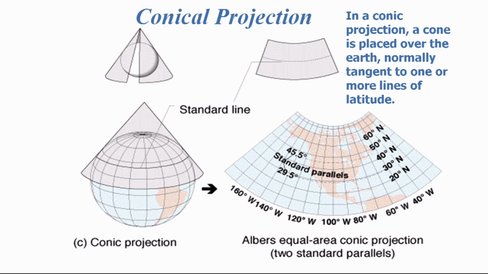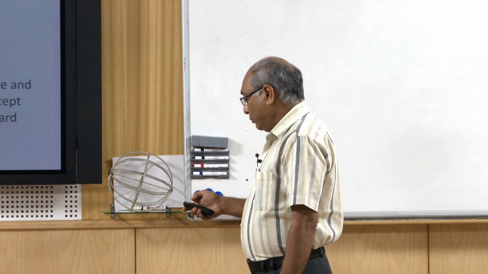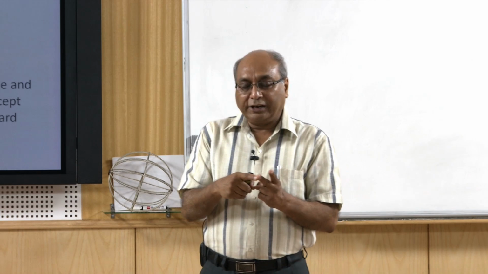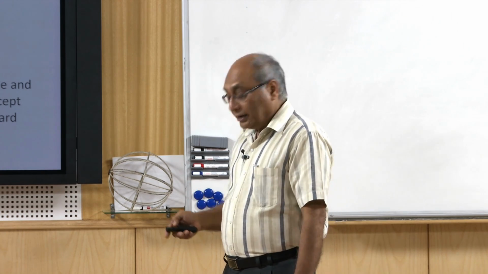Then we can fix certain standard parallels, and with two parallels, as the example given here, this is called Albers equal area conical projection. As I have said, the cone of paper need not be near the poles. You can make oblique projections, depending on the requirement, and therefore things would be different. Albers equal area conical projection will distort scale and distance except along standard parallels. So between two parallels, which a user can choose as per the location of the country, things can remain intact, but other things will get distorted.